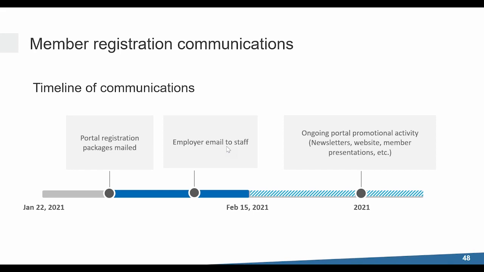We have introduced the portal to members through member newsletters, and the official rollout starts on January 22nd. For 4 weeks, we will be mailing out registration packages to all members who are able to access the portal. At the same time, your employer PA will be sending you a sample email that we'd like you to send to your members to let them know that this valuable tool is going to be available to them. After the initial rollout is complete, we'll continue to promote the portal all year.